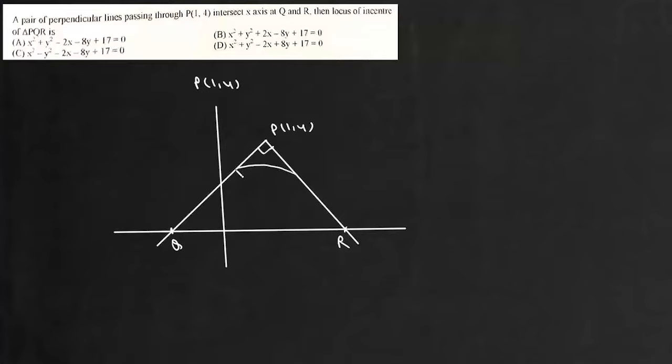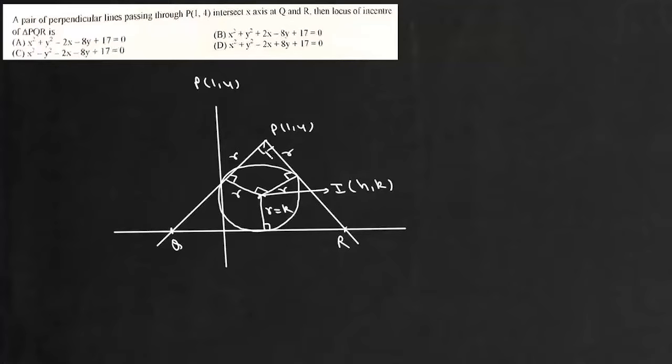So we have this incircle, and we have to find the locus of the incenter. Now suppose this point is I, and it is given by (h, k). Now this is 90, this is 90, this is r, and this is also 90 degrees. This is r, so this length is also equal to r. And since this circle touches the x-axis, that means this r will be equal to k.